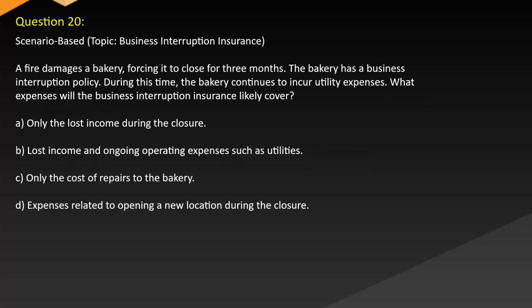Question 20. Scenario-based. Topic: Business interruption insurance. A fire damages a bakery, forcing it to close for 3 months. The bakery has a business interruption policy. During this time, the bakery continues to incur utility expenses. What expenses will the business interruption insurance likely cover? A. Only the lost income during the closure. B. Lost income and ongoing operating expenses such as utilities. C. Only the cost of repairs to the bakery. D. Expenses related to opening a new location during the closure.